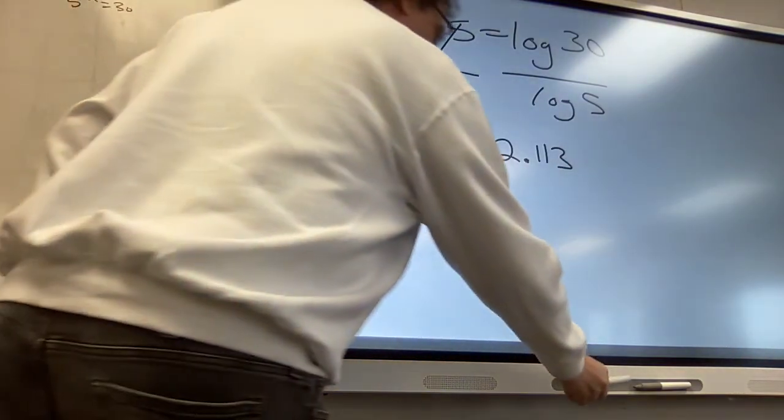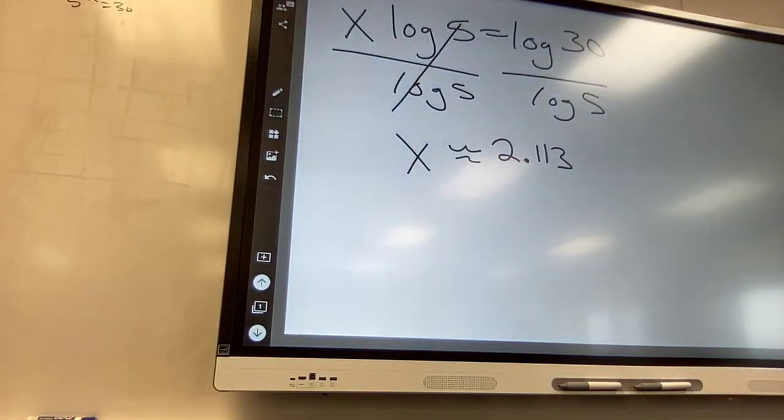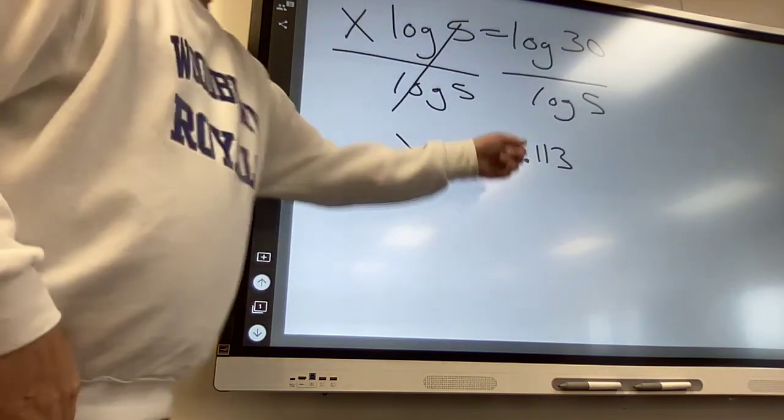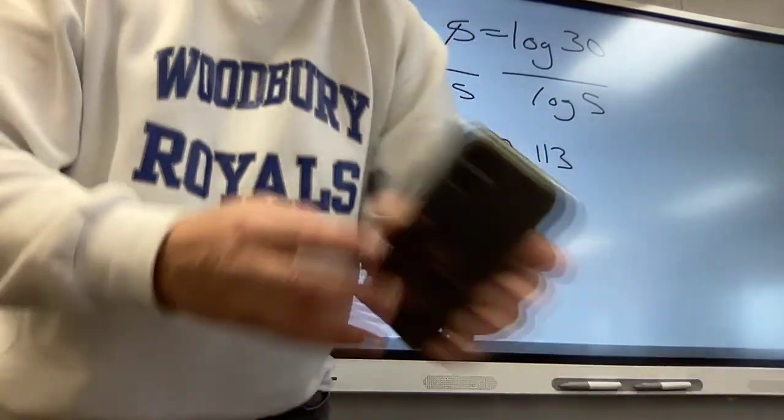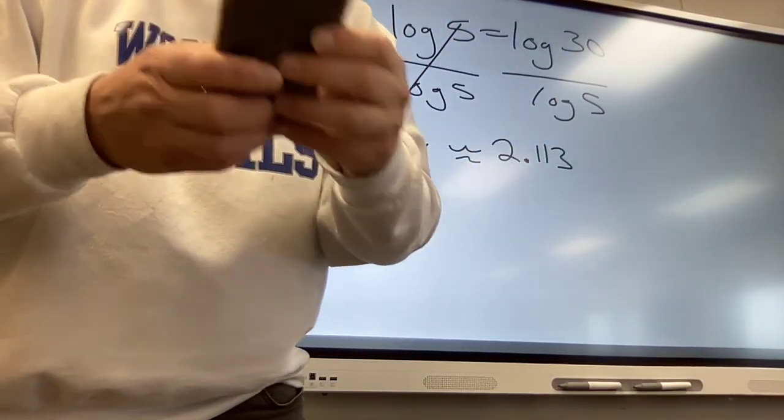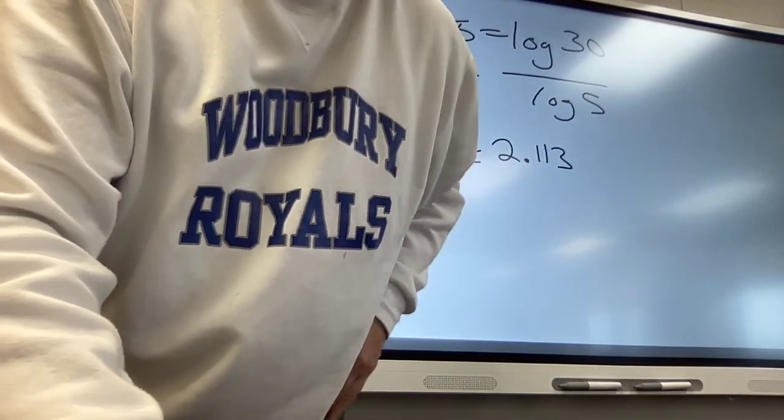Cool. Would you all double check your problem? Would you go 5 on your calculator? There is a button that probably says x to the y. Brady can help you find it if you can't find it. Please go 5 to the exponent of 2.113, and I bet you're going to find out it is really, really close to 30. I am stopping this recording because I can only go 10 minutes.